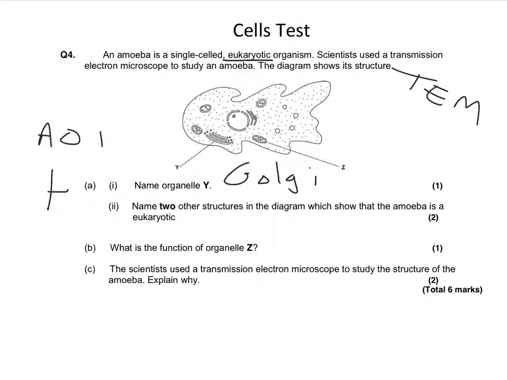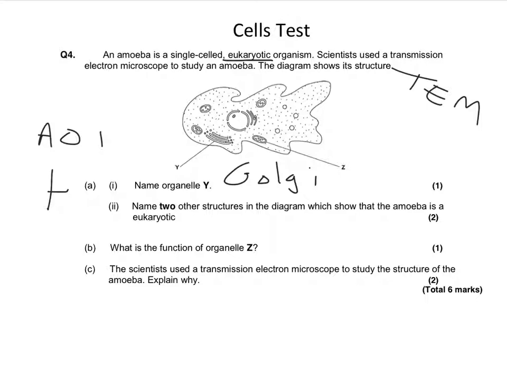And so the A2, name 2 other structures. There are lots of different structures. For example, nucleus. You could say nuclear membrane or nucleolus or nuclear envelope. Mitochondrion, they'll accept mitochondrial membranes or cristae. Endoplasmic reticulum and lysosome. Although be careful with your spelling because they will reject lysozyme.